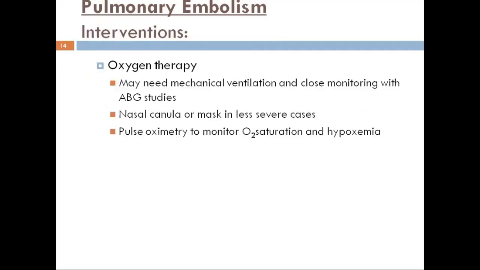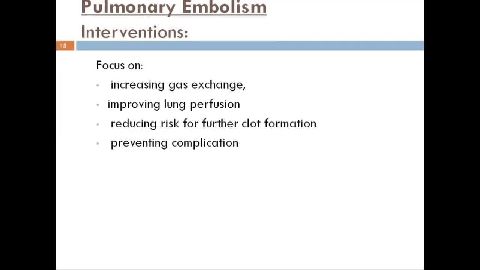So what are some interventions? One of them is oxygen therapy. The patient may need mechanical ventilation and close monitoring with arterial blood gas studies. Right? May need nasal cannula or mask in less severe cases. And then pulse oximetry will be needed to monitor the oxygen saturation and the hypoxia. So oxygen therapy is needed in this case to increase the oxygen saturation of the blood.